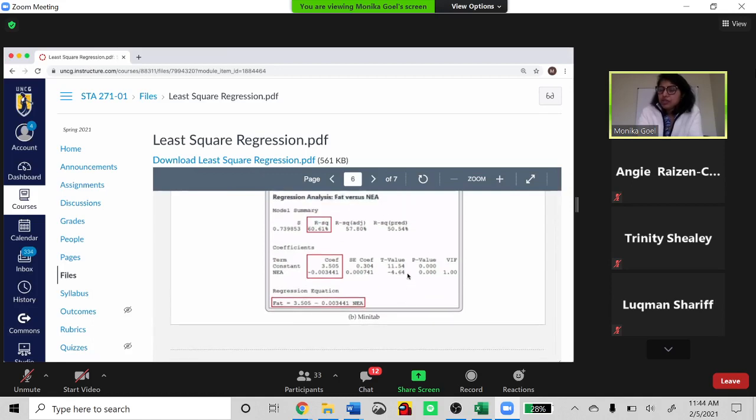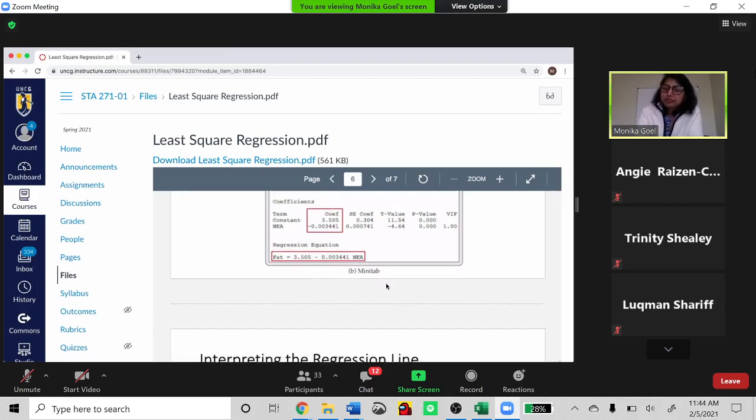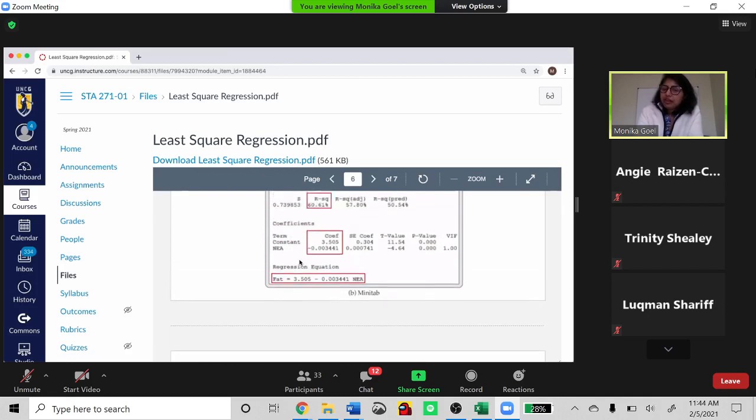So for some of the questions in your homework assignment, you don't have to do any math. You just have to read these results, and then pick the right answer from there. And for some of the questions, like here, it gives you the regression equation. I just want to make sure that you understand where this is coming from.